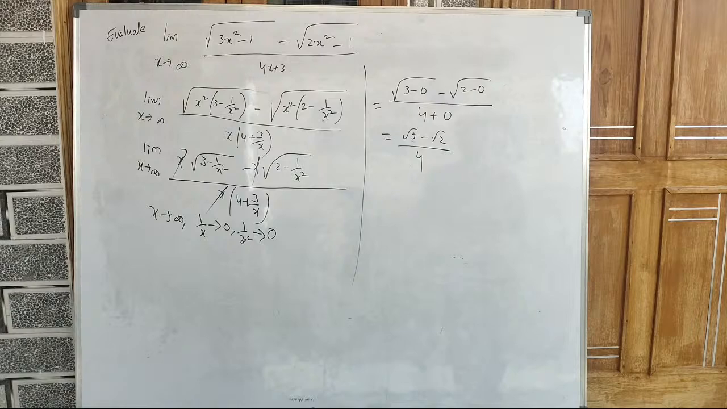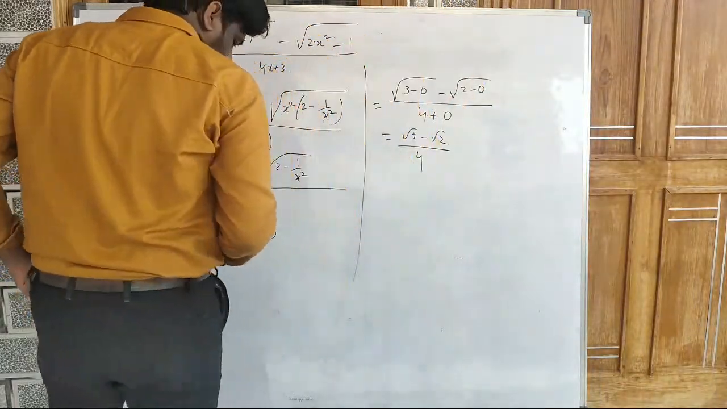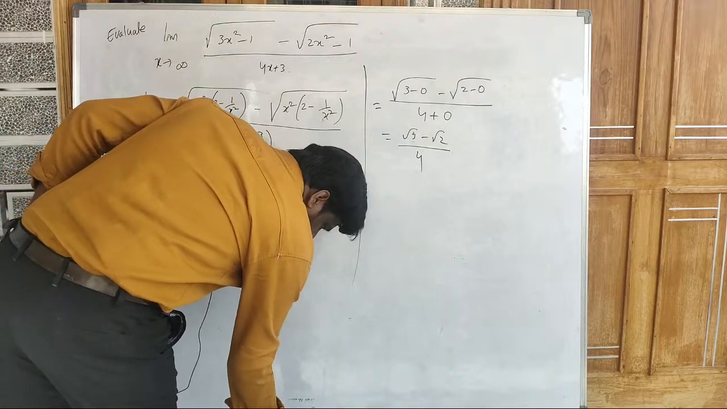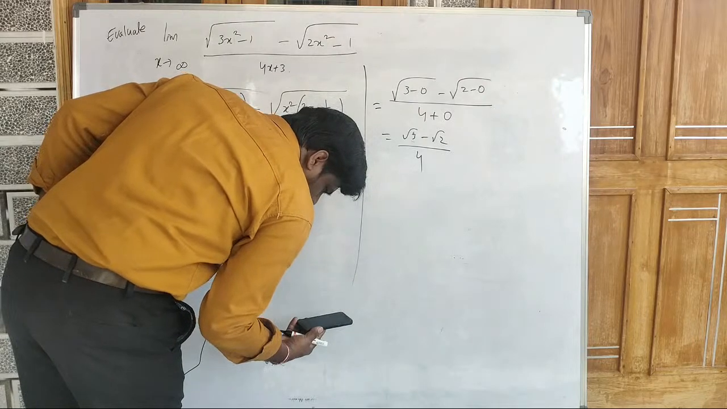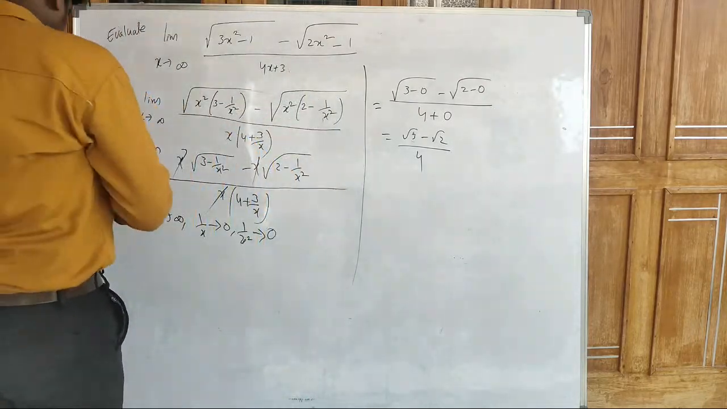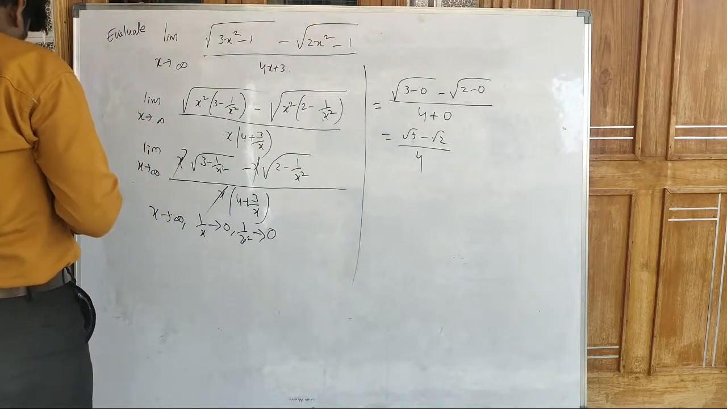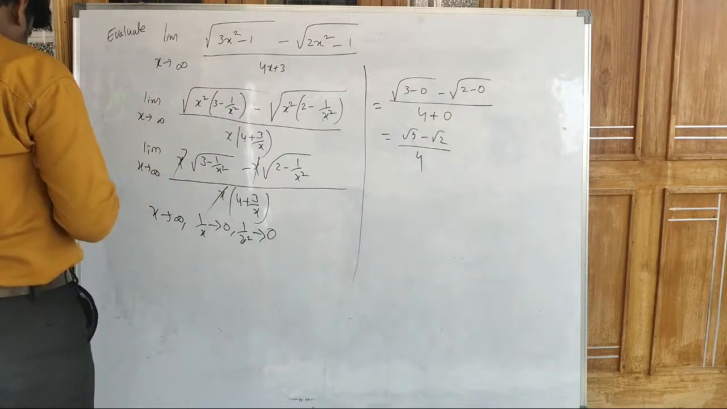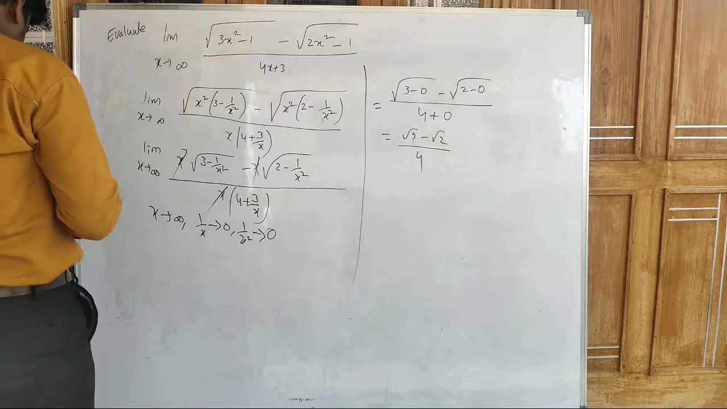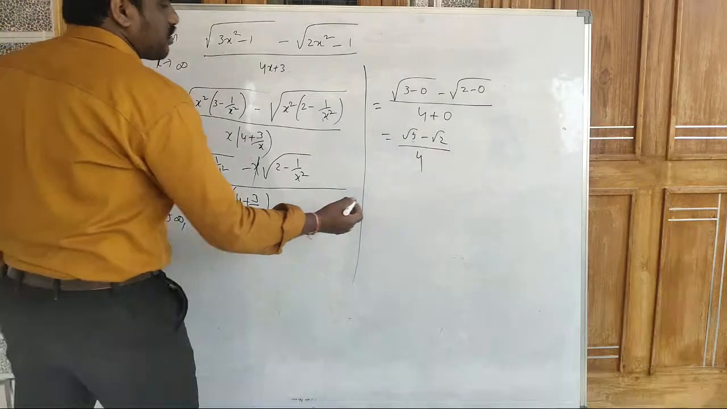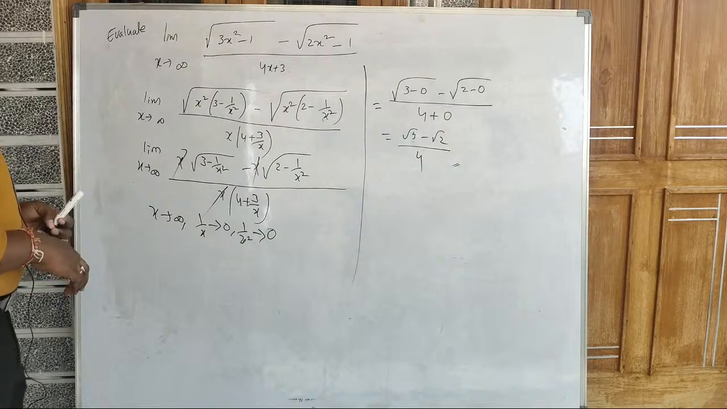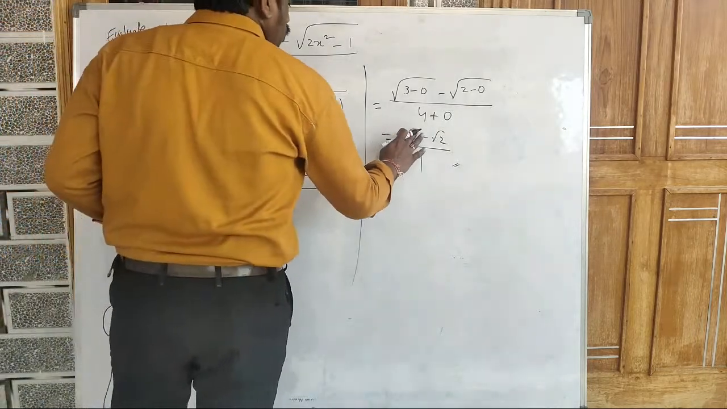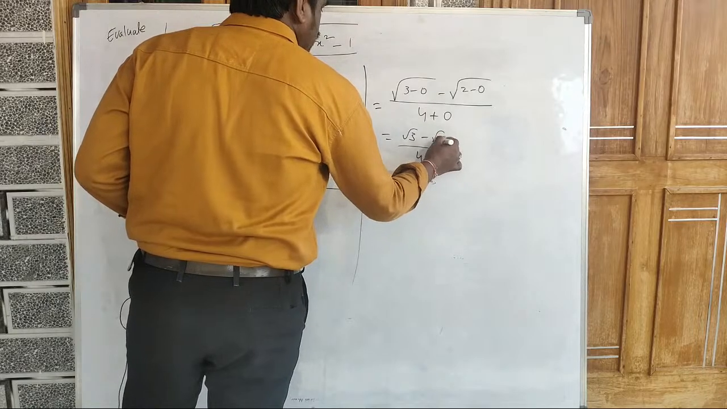See here, I am going to get the answer is root 3 by root 2. Okay, now so it's clear. See here, this is what you are going to get. The answer is root 3 minus root 2 by 4. So this is your answer. The final answer is root 3 minus root 2 by 4. Did you understand all? Root 3 minus root 2 upon 4 is the right answer.